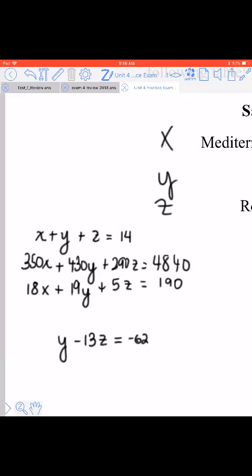So I need to repeat this process. I'm going to choose equations 1 and 2, and I need to eliminate the same variable. So this time I've got to multiply by negative 350 so I can cancel the x. When I multiply here, the x's cancel. Here I get negative 350y, so if I add that to 430, I get 80y. And then the negative 350z is going to combine with the 290, so that's negative 60.